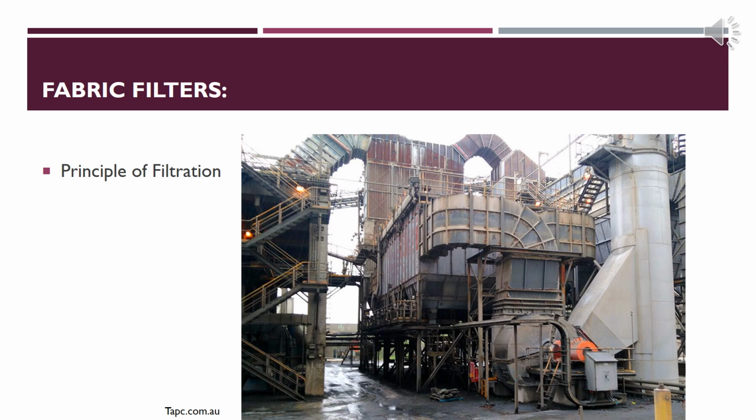Fabric filtration is one of the most common techniques to collect particulate matter from industrial waste gases. The use of fabric filters is based on the principle of filtration, which is a reliable, efficient, and economic method to remove particulate matter from the gases. The air pollution control equipment using fabric filters are known as baghouses.